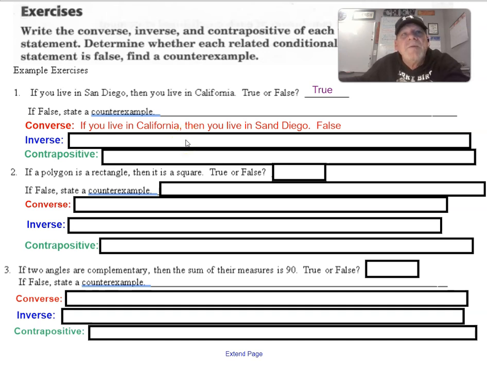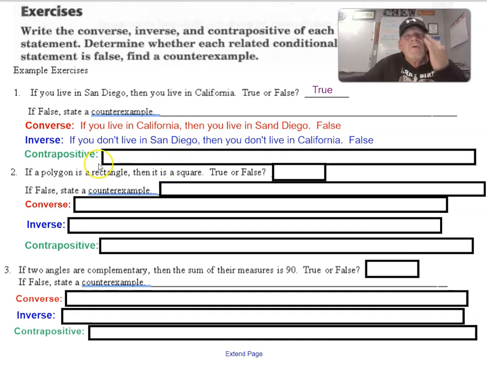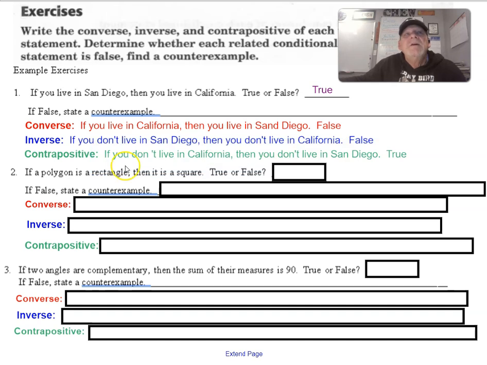Now let's do the inverse. You remember what the inverse is? We're going to say a not in the places. So if you don't live in San Diego, then you don't live in California. That would be false. That's not always true, because you could live somewhere else in California. Remember, the contrapositive is taking the converse and negating them. If you don't live in California, then you don't live in San Diego would be true.